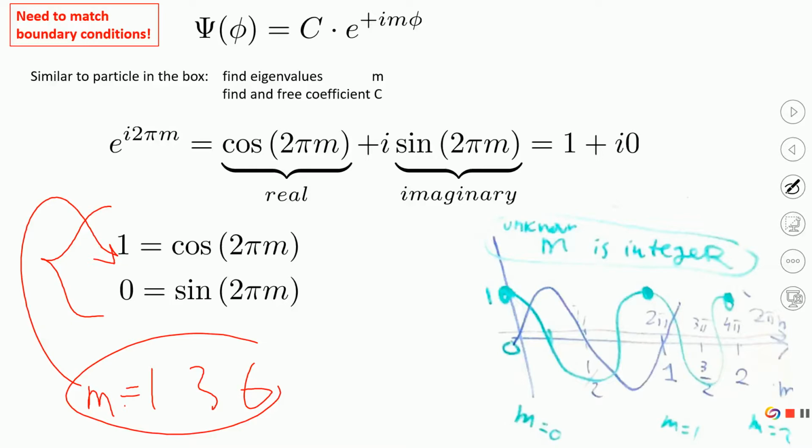So cosine oscillates and it takes value 1 each full period. Sine takes value 0 a little more frequently, but you need both of them to coincide. So basically it will be only each period, not half a period. So according to Alyssa, m is equal to 0, 1, 2, 3, and all integers.